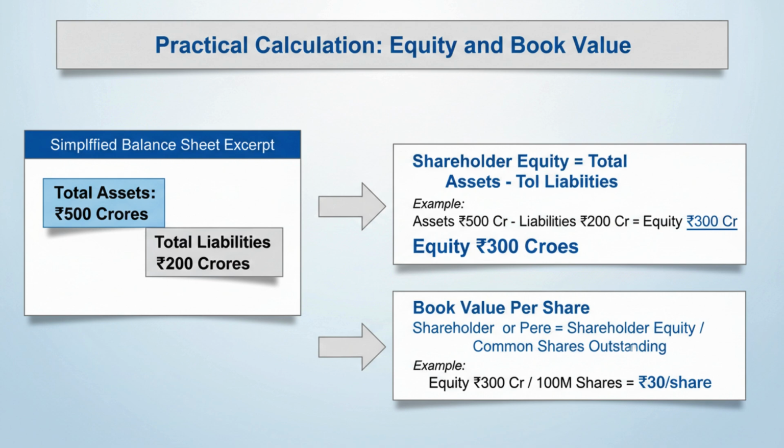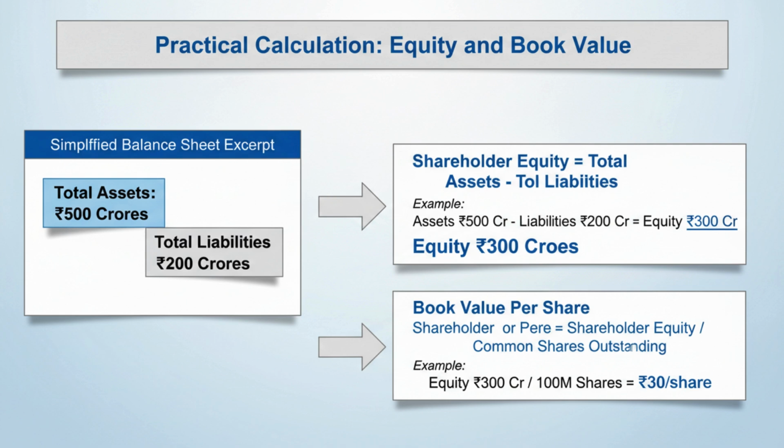For shareholder equity, the formula is straightforward: assets minus liabilities. Imagine a company with total assets of 500 crores and total liabilities of 200 crores. Its shareholder equity would be 300 crores. For book value, it's essentially the same total equity figure. However, when we talk about book value per share, we divide this equity by the number of outstanding common shares. So if our company has 300 crores in shareholder equity and 100 million common shares outstanding, the book value per share would be 30 rupees per share.